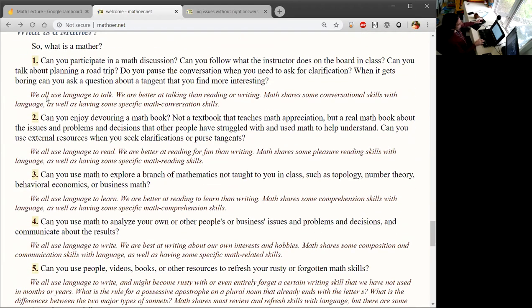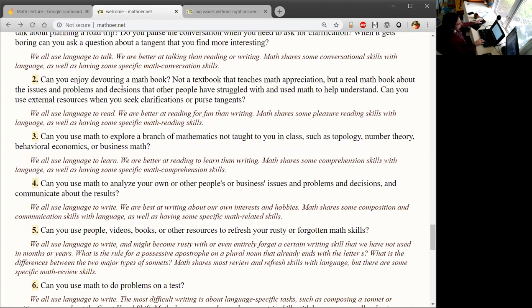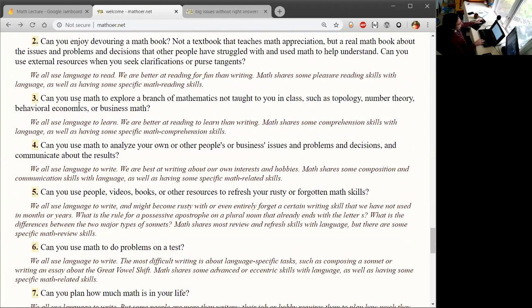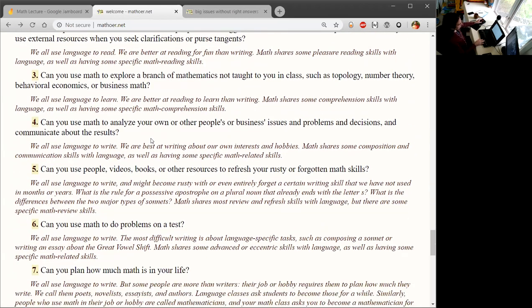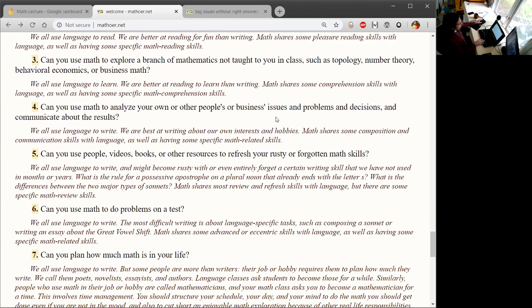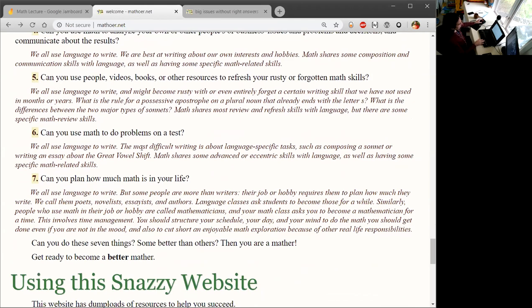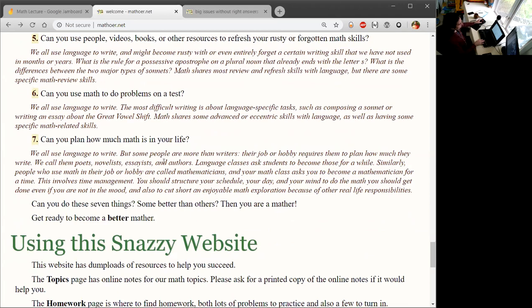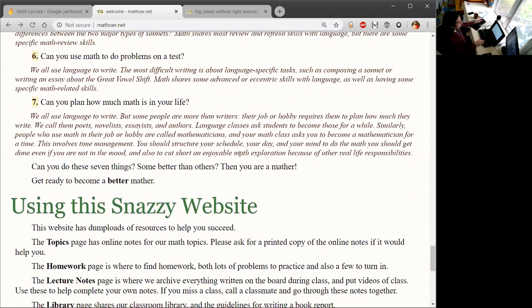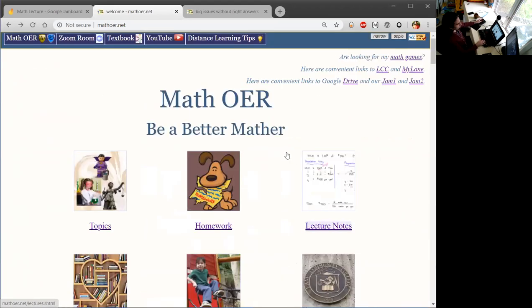So what does it mean to actually be a mather? If this was a real word, what would it mean? Can you participate in a math discussion? Can you read a book that has math in it, even if it's not a math textbook, because there's better books out there? Can you explore things with math? Can you analyze your or someone else's issues or problems and communicate about the results? Can you use resources to refresh your math skills? Can you do some problems on a test when you need to? And can you plan about how much math is in your life? So if that's what using math is really about, that's what I should be grading you on.